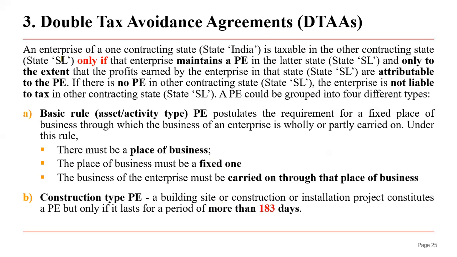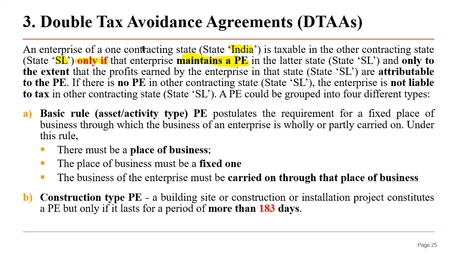This is a really interesting part, with an example. An enterprise of one contracting state, let's say an Indian company, is taxable in the other contracting state, let's say Sri Lanka. The Indian company is going to be taxed in Sri Lanka only if that enterprise maintains a PE in the latter state, that is Sri Lanka, right?